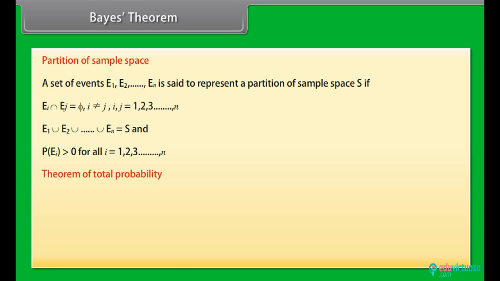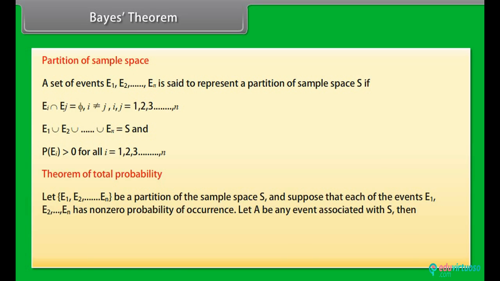Theorem of total probability. Let E1, E2 up to En be a partition of the sample space S and suppose that each of the events E1, E2 up to En has non-zero probability of occurrence. Let A be any event associated with S. Then, probability of event A is equal to summation from j is equal to 1 to n of probability of event Ej into conditional probability of A when Ej is given.